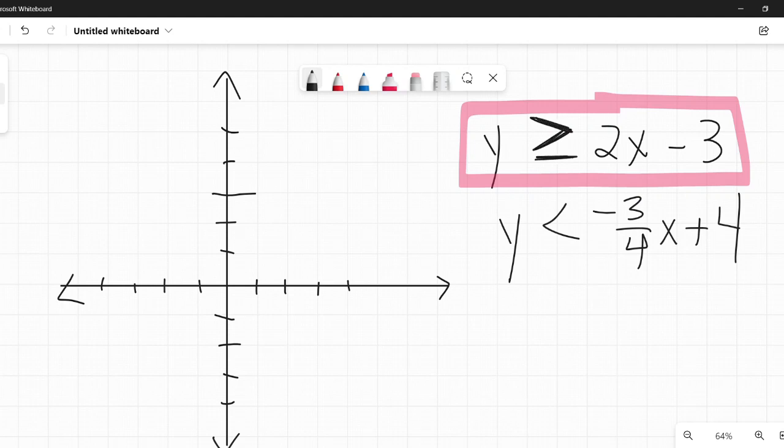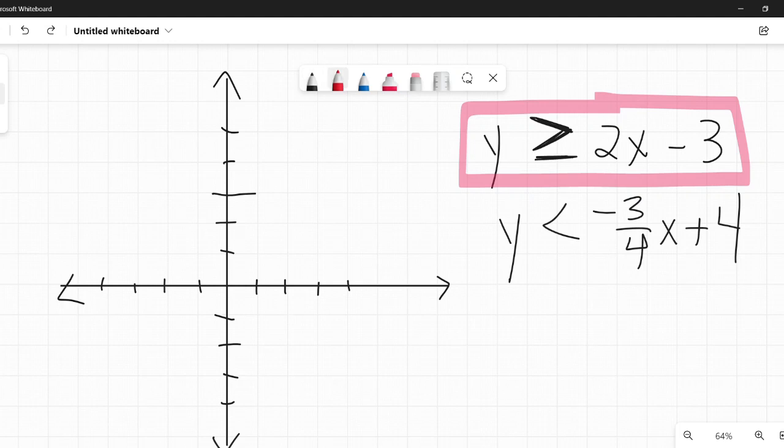That's the other thing. I don't think I said this specifically previously, but because of greater than or less than, the line is not part of the solution. For greater than or equal to, less than or equal to, the line is part of the solution, so graph it with a solid line. So y is greater than or equal to 2x minus 3.